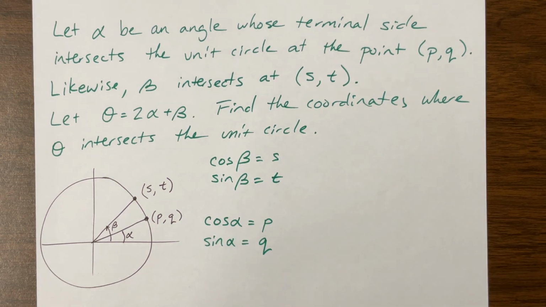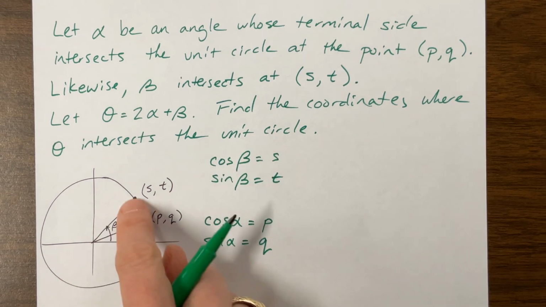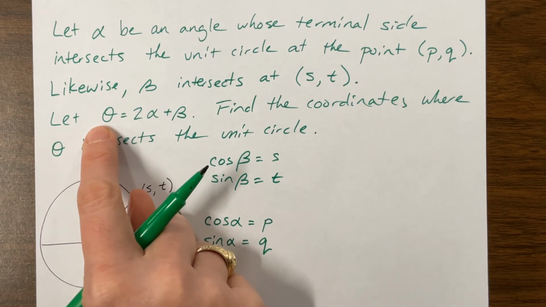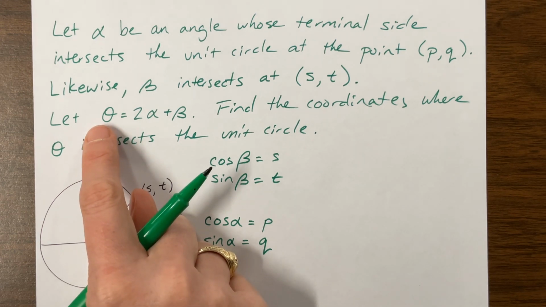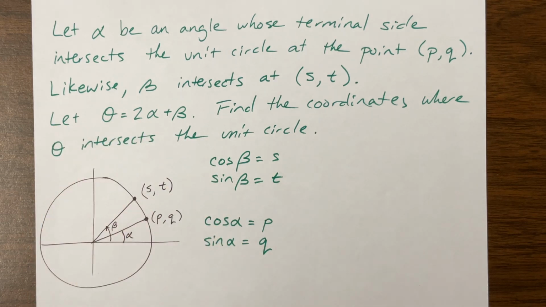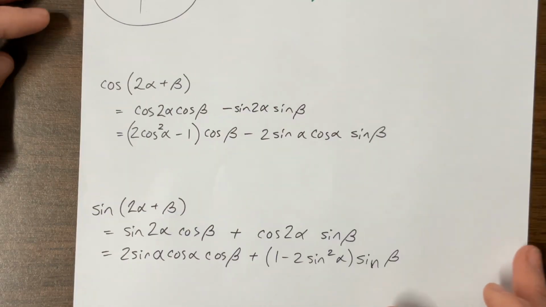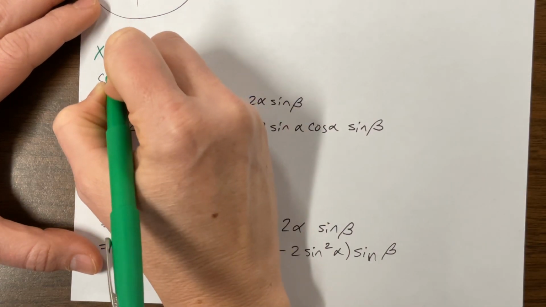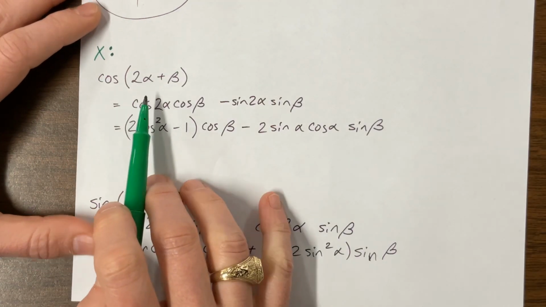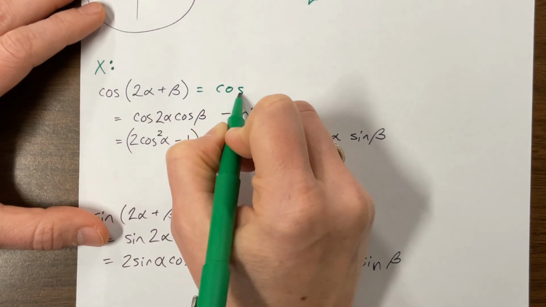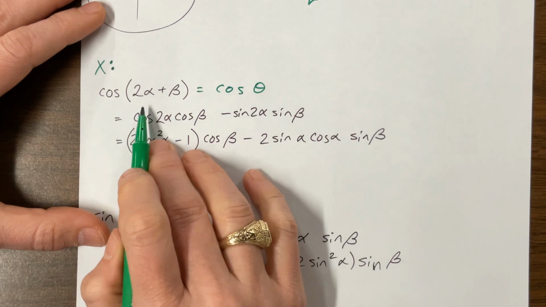Okay, so now we have all the component pieces based on these two angles, and they want us to find the x and the y coordinates for the angle theta. The x coordinate is always cosine, and the y coordinate is always sine. What I did down here, I already worked through some of this. The x coordinate is going to come from cosine of 2 alpha plus beta, because that's the angle we're looking at. This was cosine of theta, where theta was equal to 2 alpha plus beta.